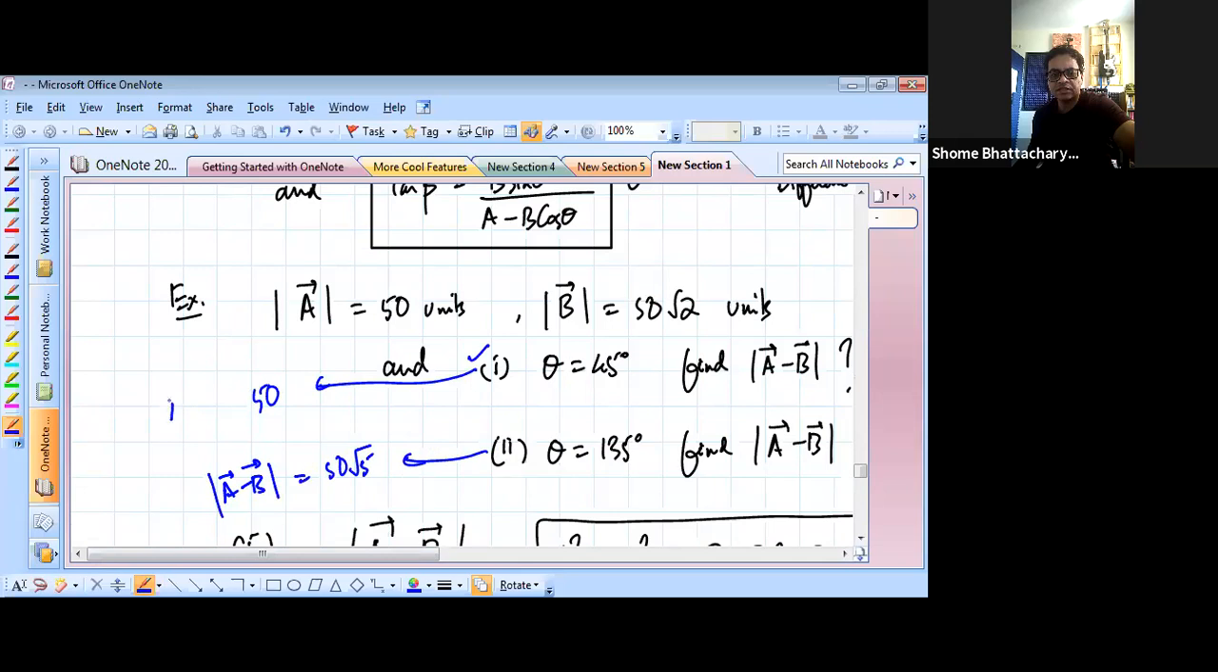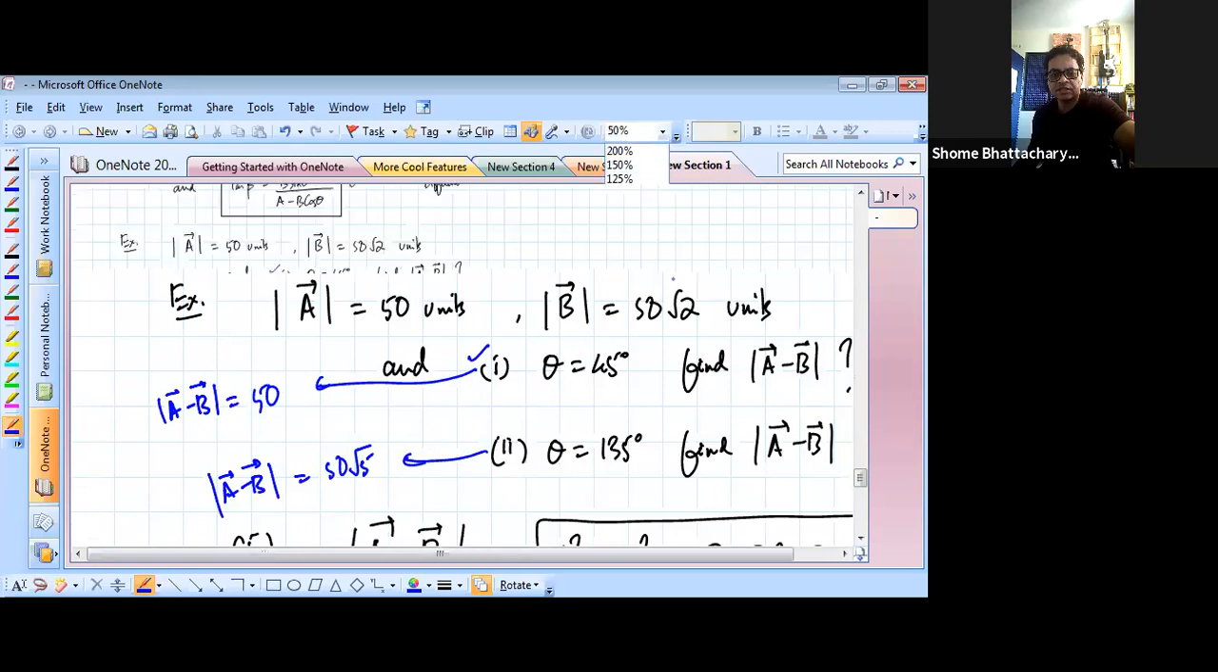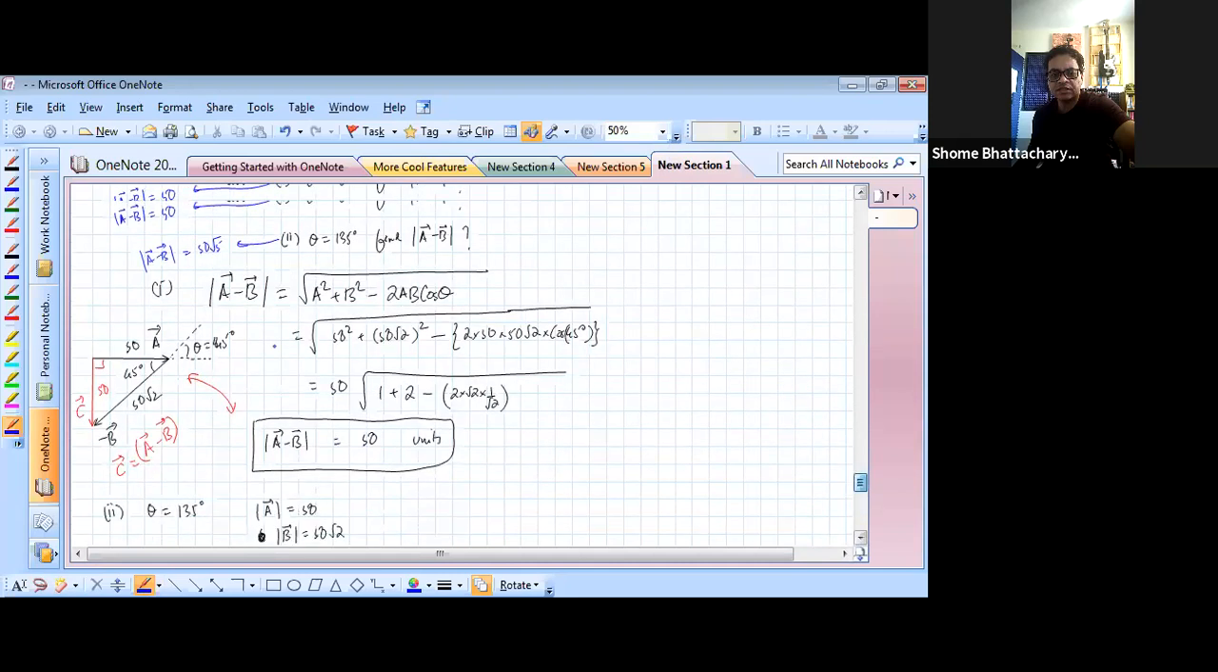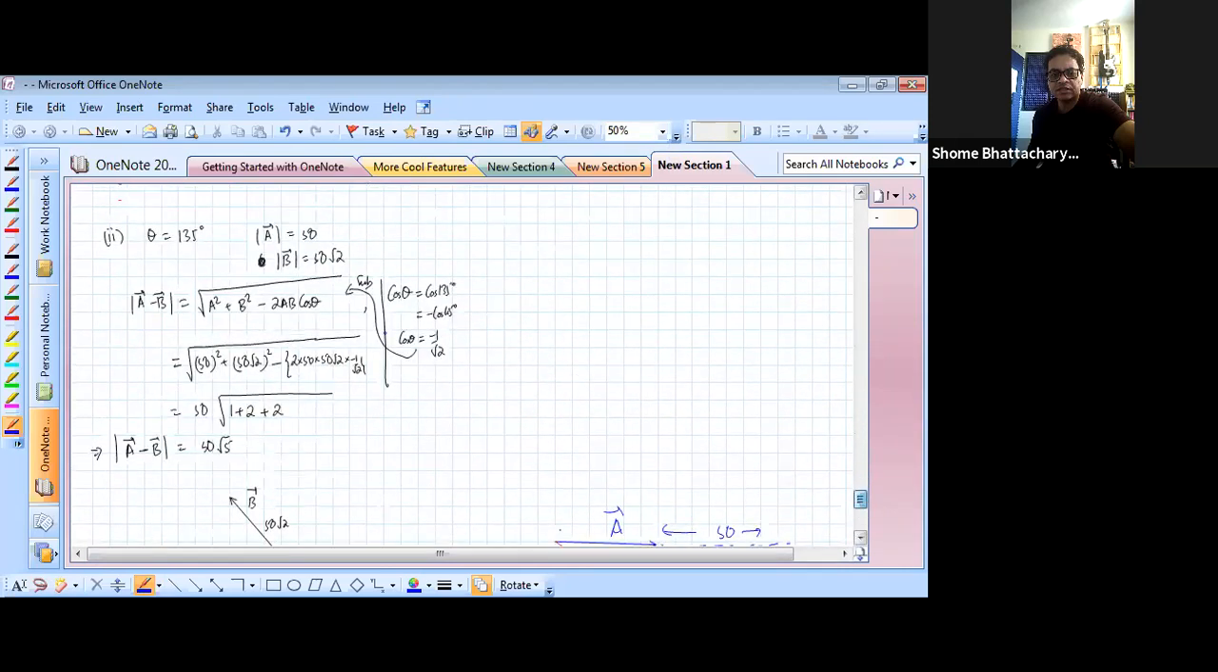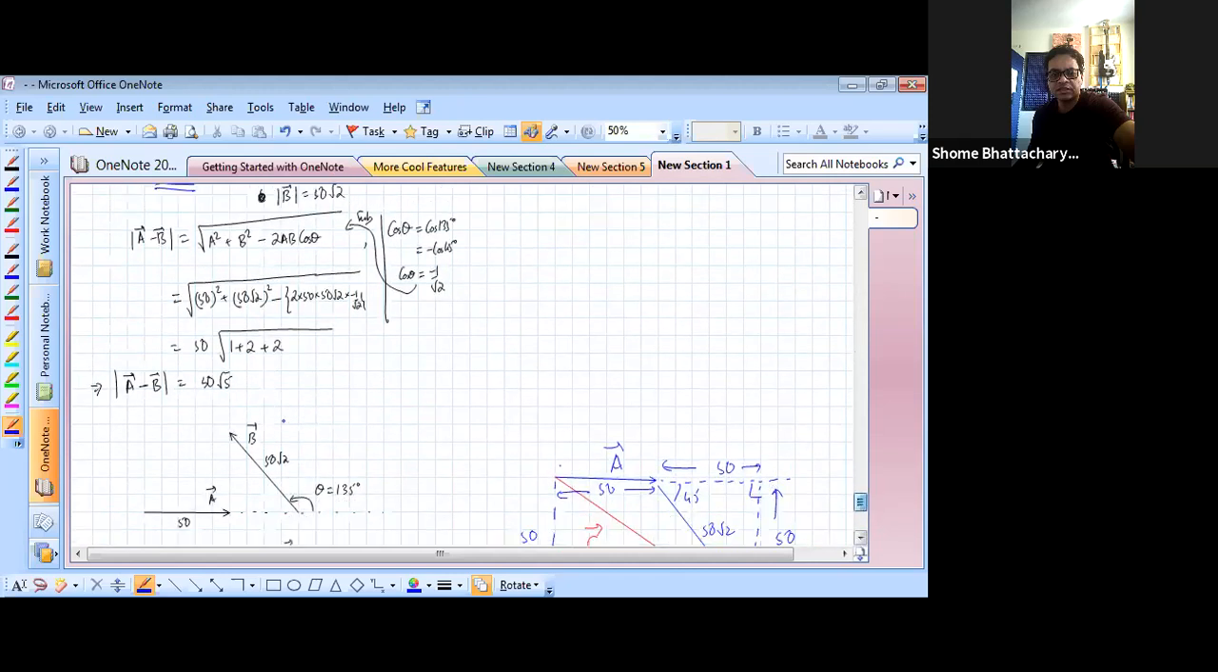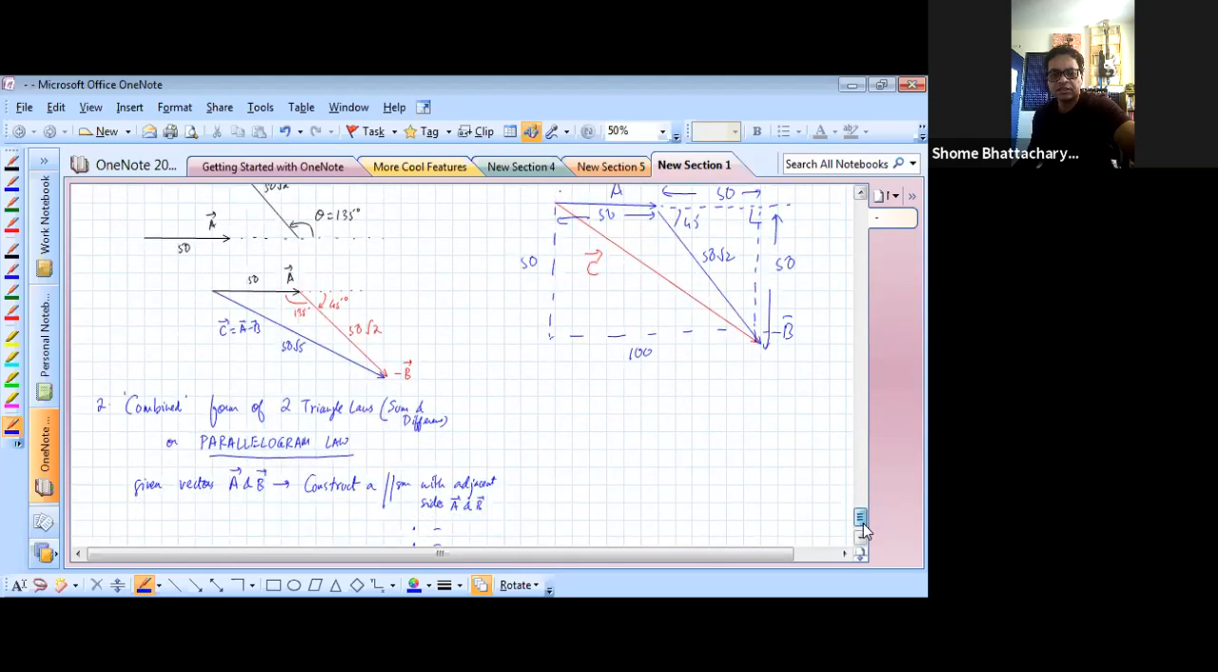In this part, the answer for A minus B magnitude was 50. Okay. So the solution of the first part was this triangle, or this one. Okay. But in the second part, where the angle changes to 135, so the vectors A and B look like this here. They don't look like what they look like. So by the formula method, this is the solution. By the geometry method, this is the solution. But both ways, you can see it is 50 root 5. Okay. So there are two different parts.